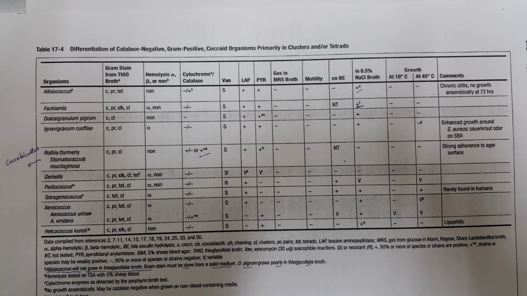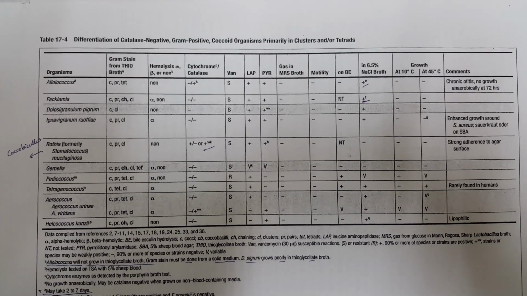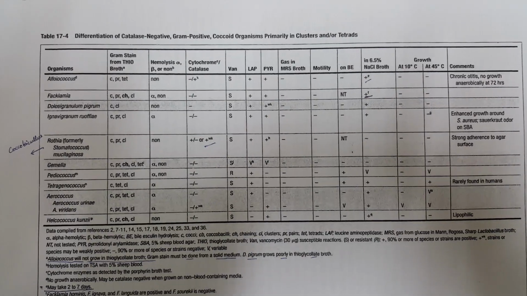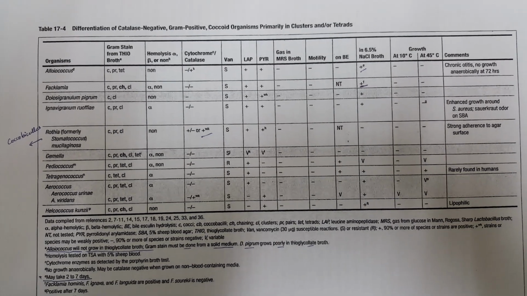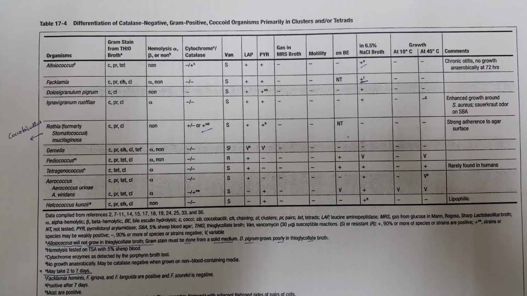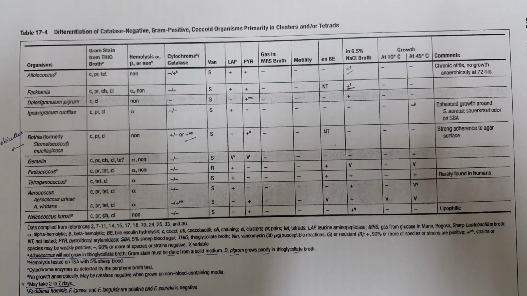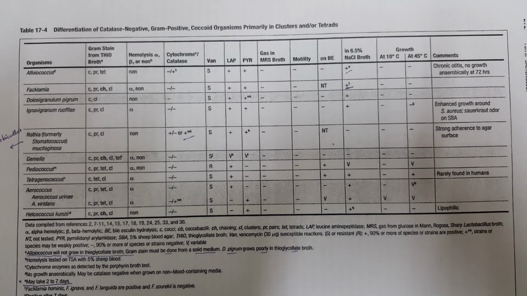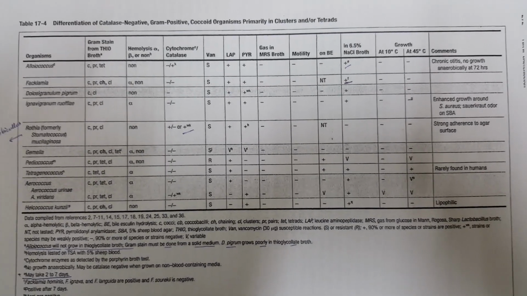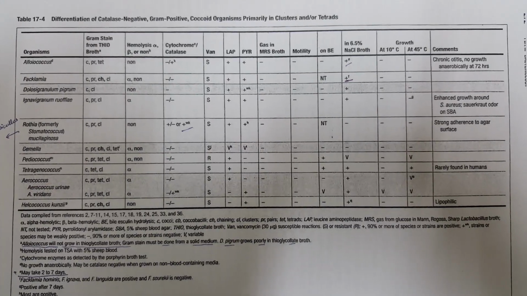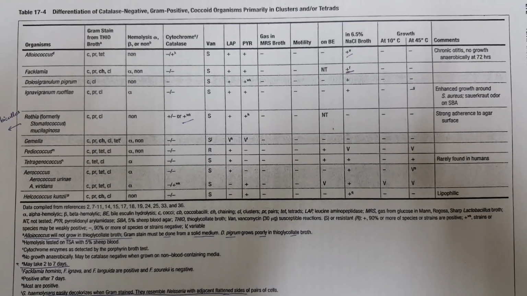In this chart, the differentiation of catalase-negative gram-positive coccal organisms, primarily found in clusters or tetrads. Number one is Aerococcus. Aerococcus is vancomycin sensitive and positive for LAP and PYR, but the organism is also positive for 6.5% NaCl. It will take 2 to 7 days to give the results for NaCl broth. The organism is involved in chronic otitis, but it cannot grow anaerobically.